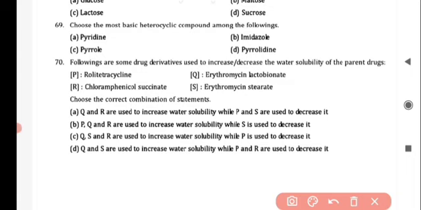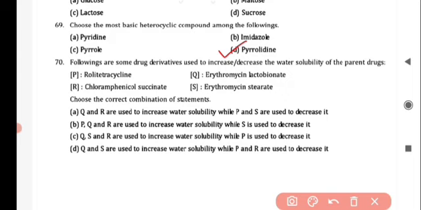Next question is, choose the most basic heterocyclic compound among the following, and the correct answer is option D, pyrrolidine. Next question is, following are some derivatives used to increase or decrease the water solubility of the parent drugs. P is poly-tetracycline, Q is erythromycin lactobionate, R is chloramphenicol succinate, S is erythromycin stearate.